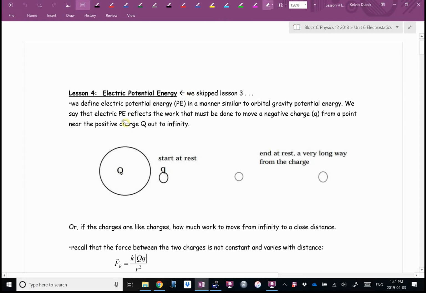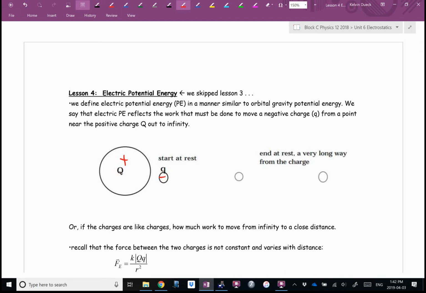We're going to say that electric potential energy reflects the work that must be done to move a negative object, little q, let's put a little negative right there, from a point near a positive charge, big Q, let's put a plus sign there, out to infinity. If I wanted to move this negative charge away from big Q all the way out to infinity, it wants to fall back towards Q, I would have to tug and apply a force. Although the further away I got, the easier it would be to pull.